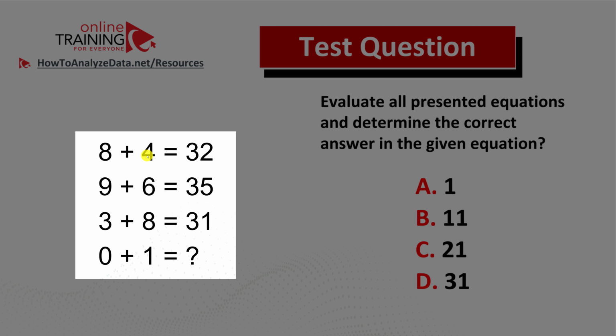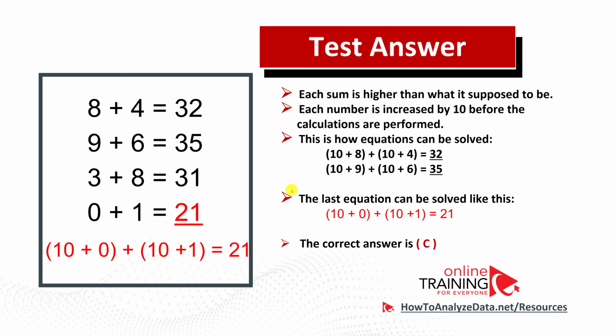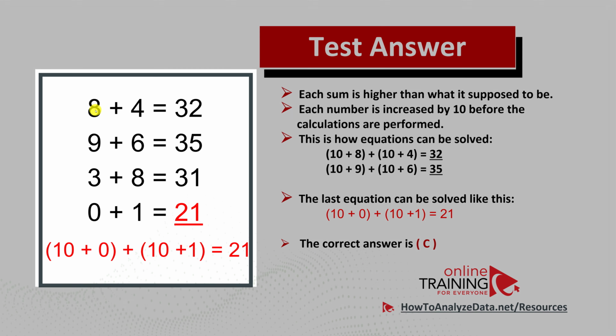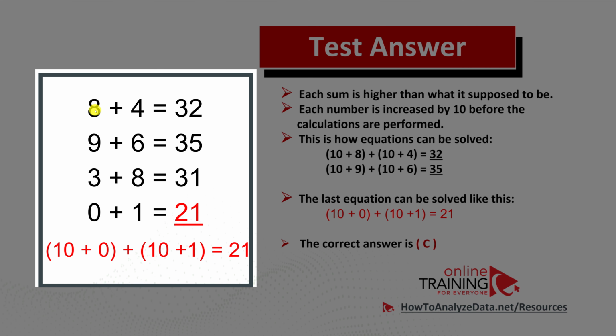8 plus 4 in reality is 12, not 32. But the difference between 32 and 12 is 20. Hopefully this gives you some tip. Now, continuing with this logic, basically what's happening is that each number is incremented by 10 before the calculations are performed. For example, 8 plus 10 is 18, and 4 plus 10 is 14. 18 plus 14 equals 32.